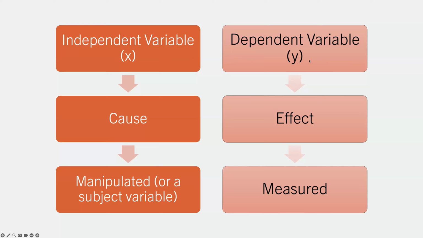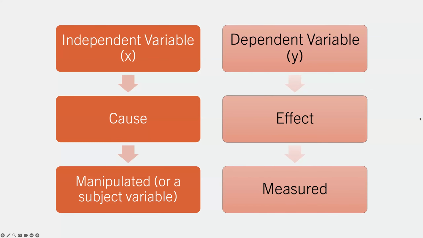And then there's a dependent variable. Dependent variable, or Y, is the effect or the thing that changed, what was measured. So you're going to measure the dependent variable, and you think that the independent variable had some kind of effect on it or changed the dependent variable in some way.